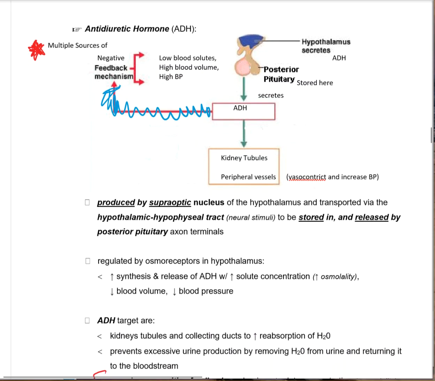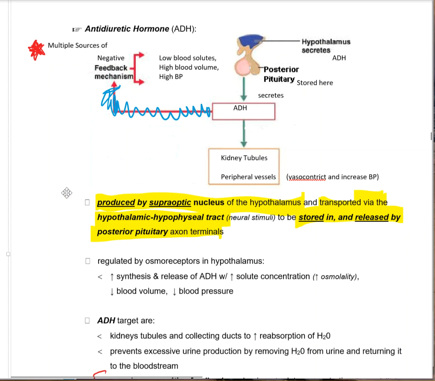So it's produced by the other nuclei, the supraoptic nuclei of the hypothalamus. It's transported via the tract as well, all right? And it's stored and released by the posterior pituitary. And again, I've written everything here. ADH is secreted up there in the supraoptic nucleus. The posterior pituitary stores it and eventually will release or secrete it.